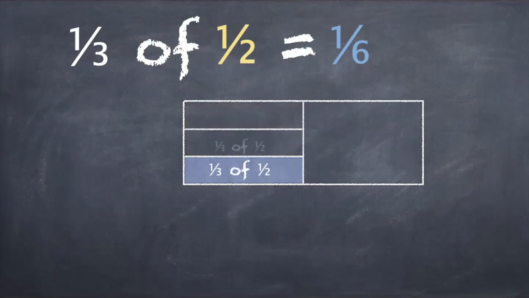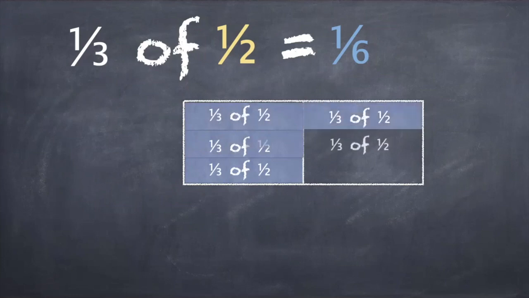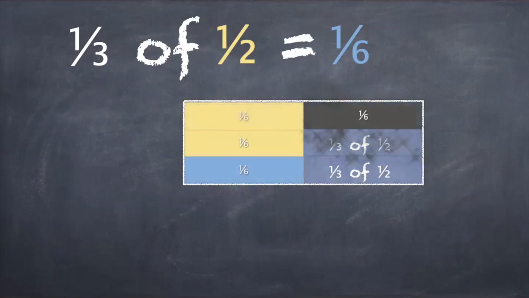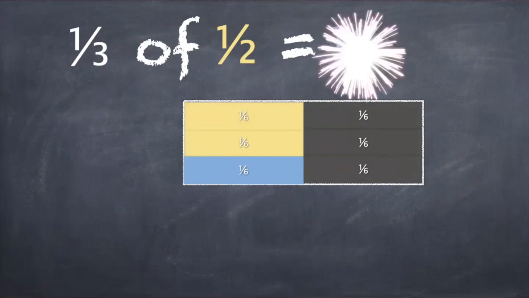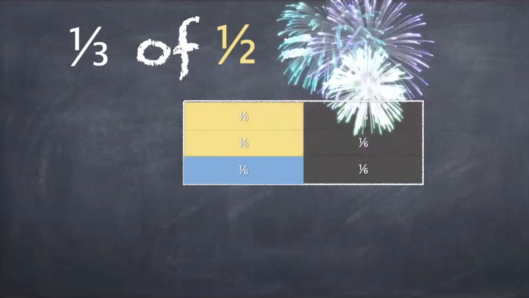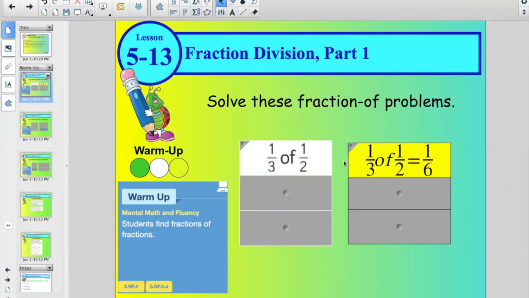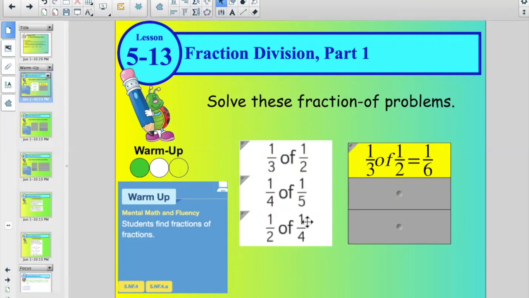That piece, and that piece, and all the pieces that we need to fill up one whole. And there's 6 of them. So each one of those pieces is 1/6 of the whole. There's 1/3 of 1/2, and it does equal 1/6. Okay. So now let's take a shot at these other two. You can pause the video while you work out these other two, and then press play and come back.